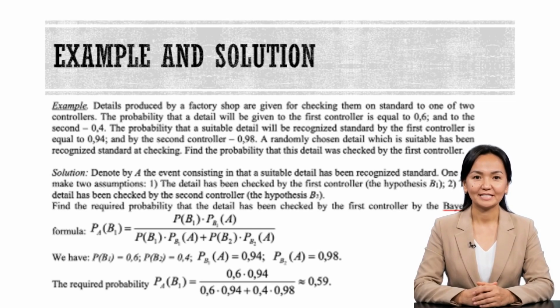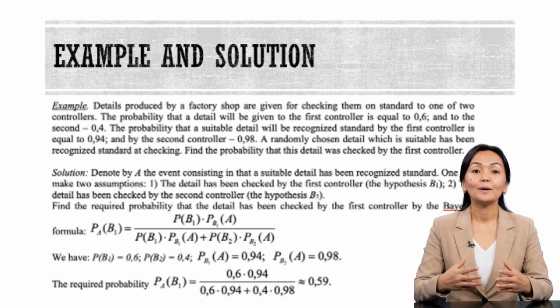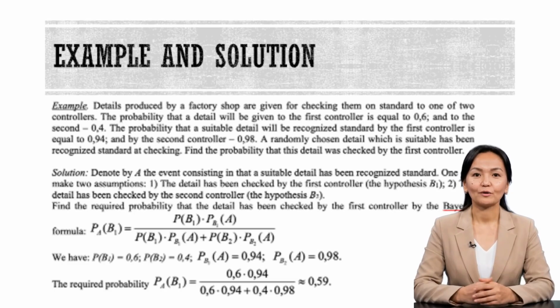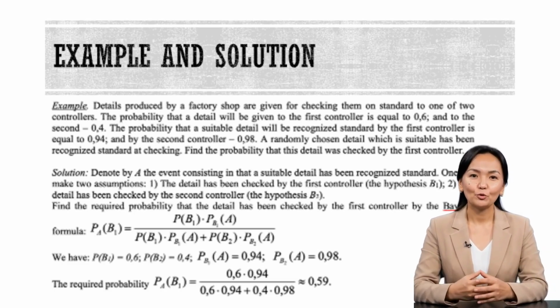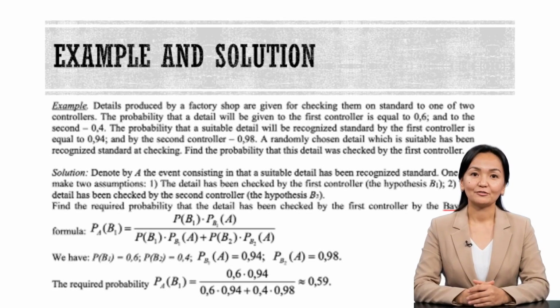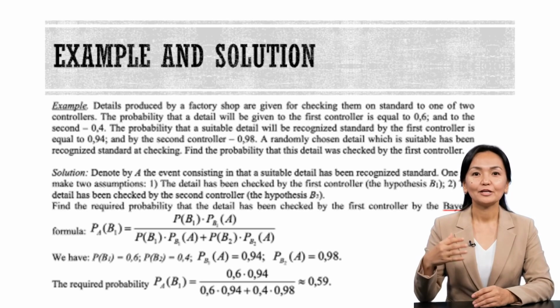This is a perfect application of Bayes' formula. We have two hypotheses: B1, that the detail was checked by the first controller, and B2, that it was checked by the second controller. The event A is that a suitable detail is recognized as standard. We know the prior probabilities of the hypotheses, 0.6 and 0.4, and the likelihoods, the conditional probabilities of A given each hypothesis, 0.94 and 0.98.